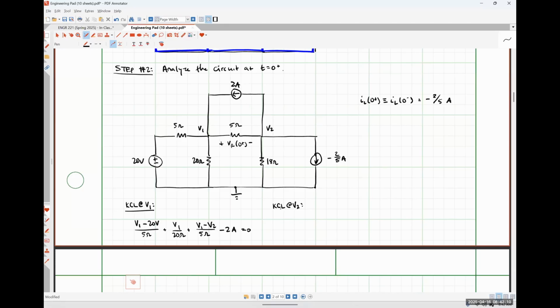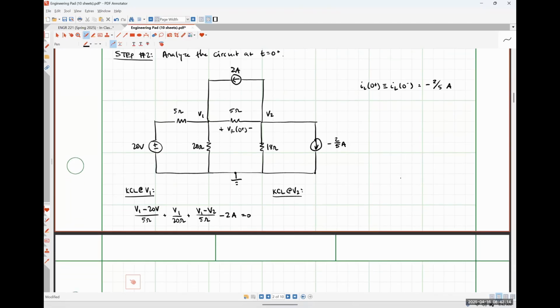KCL at node 2 is going to look like V2 minus V1 over 5 ohms plus 2 amps plus V2 over 18 ohms plus negative 2/5 of an amp is equal to 0. And I'm just going to solve that system.